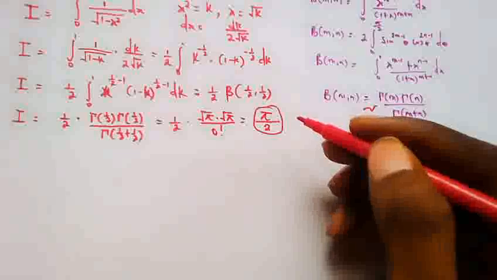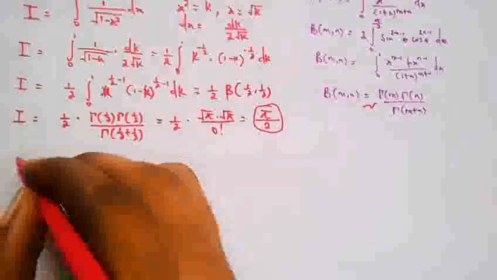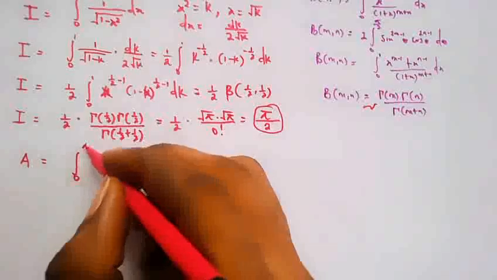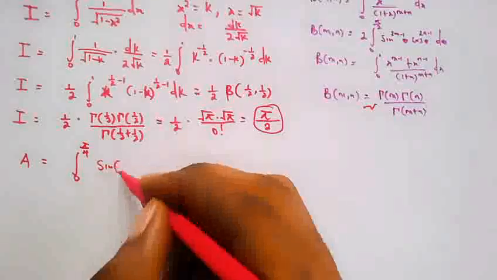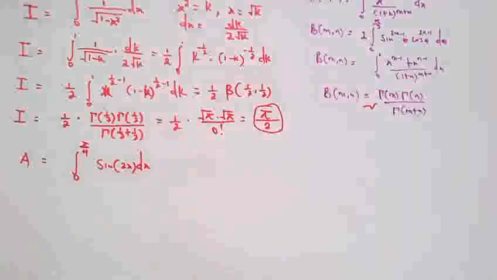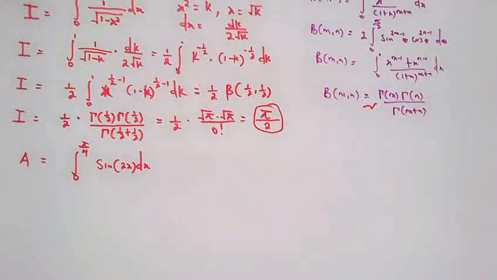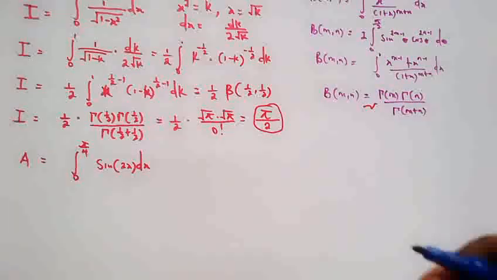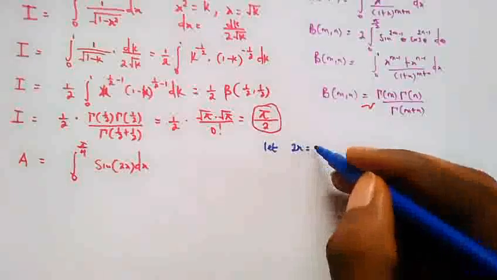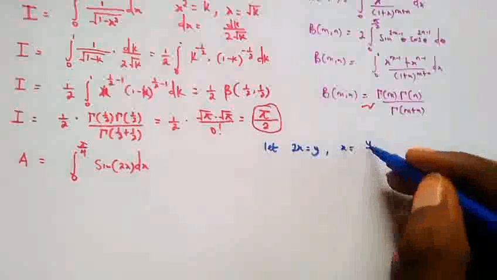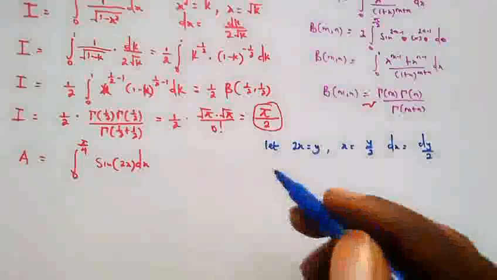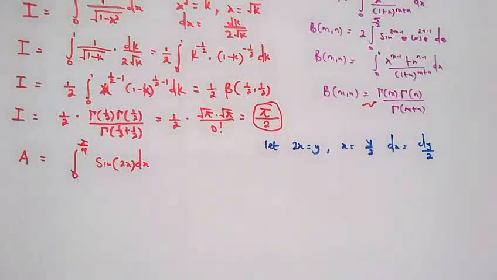So now we're going to the second question we're going to solve using this function. So we have A equal to the integral from 0 to pi over 4 of the sine function of 2x dx. We're going to start by making a substitution here. Let 2x equal to y. We know that x is equal to y over 2, and dx is equal to dy over 2.